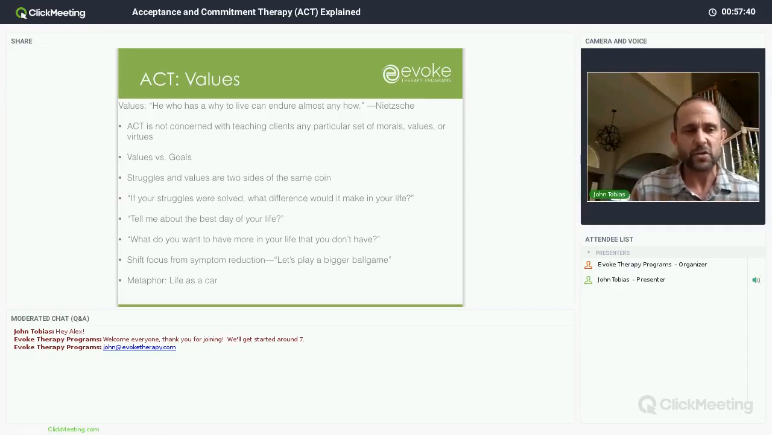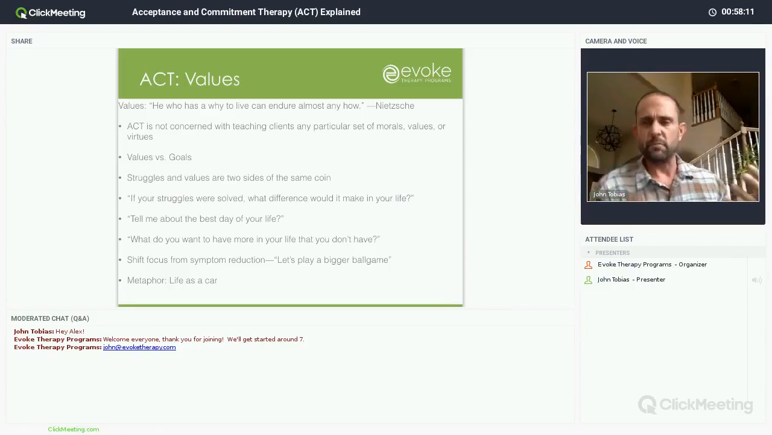So ACT is not concerned with teaching clients any particular set of morals, values, or virtues. And that's not unique to just ACT. Most good therapeutic modalities don't have a moral agenda that they're trying to impart. When I do ACT work, I very quickly talk with clients about the difference between goals and values. And I highlight the difference in a couple of ways.